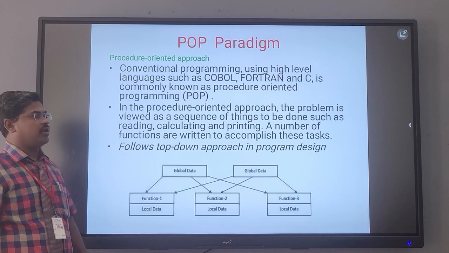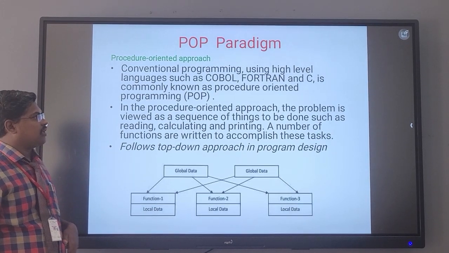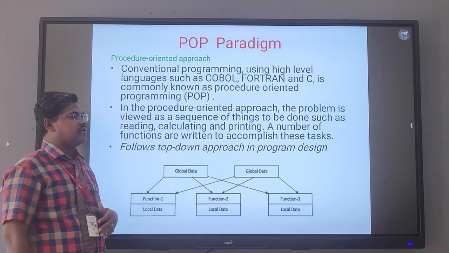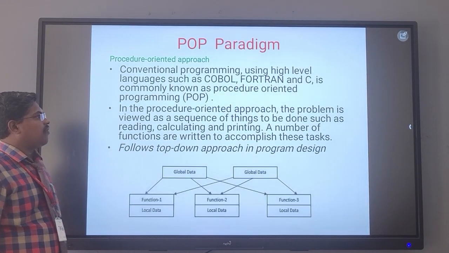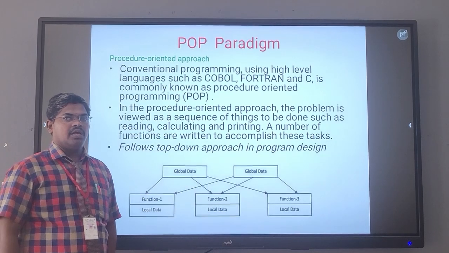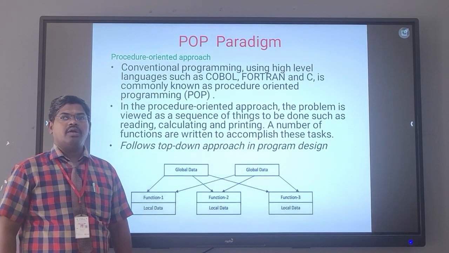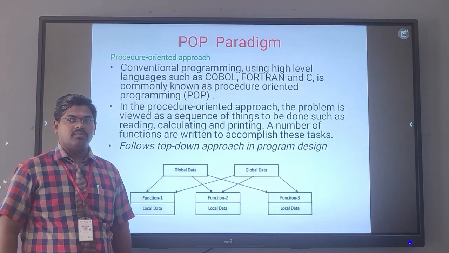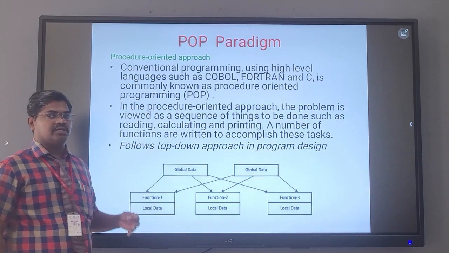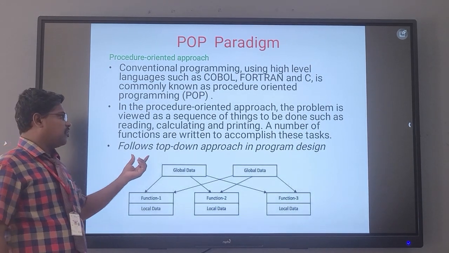First of all, we discuss the procedure oriented paradigm. In it, we use conventional programming, that is, high level language programming like COBOL, Fortran and C programming. In this programming, the programmer or developer develops a program to solve a particular problem using only step by step sequence of program steps. That is a top down approach.